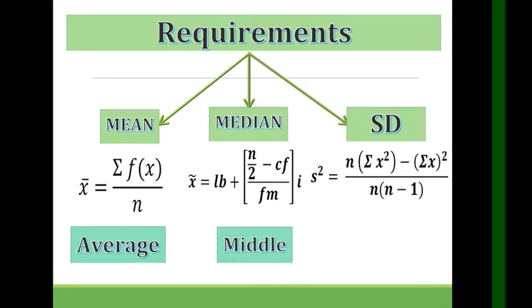And for the standard deviation, we need first to get the variance. The S squared equals n quantity summation of f x squared minus quantity summation of f x squared over n quantity n minus 1. And we will get the standard deviation S equals square root of the variance or S squared. So these are the requirements needed for us to solve the skewness.